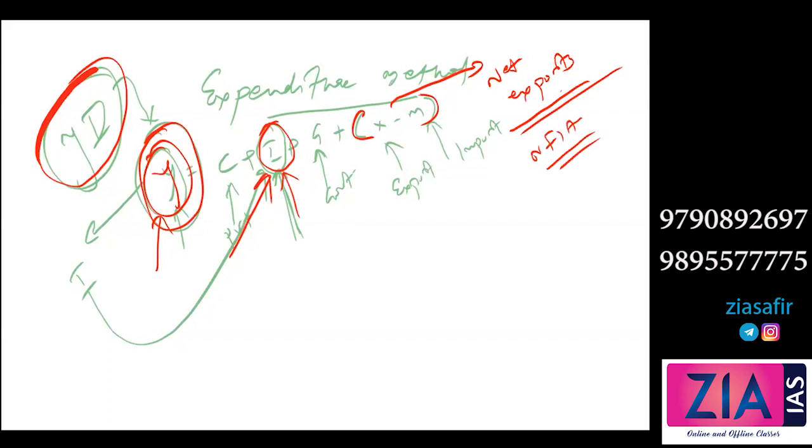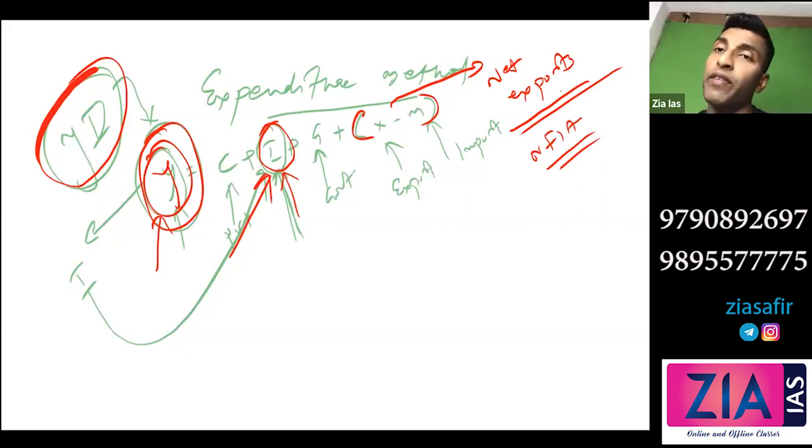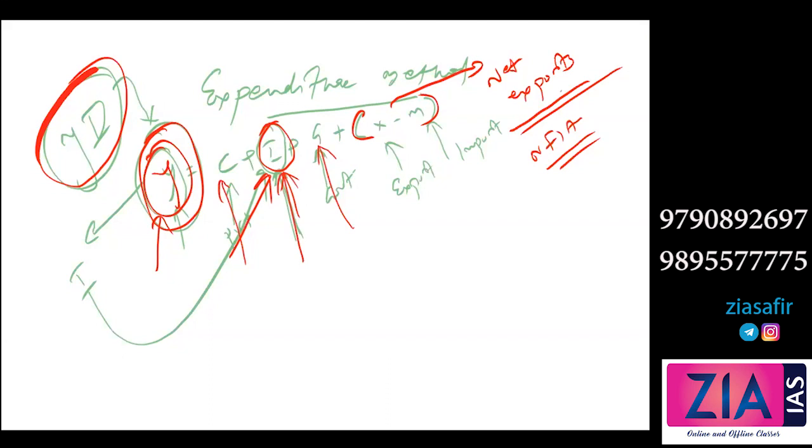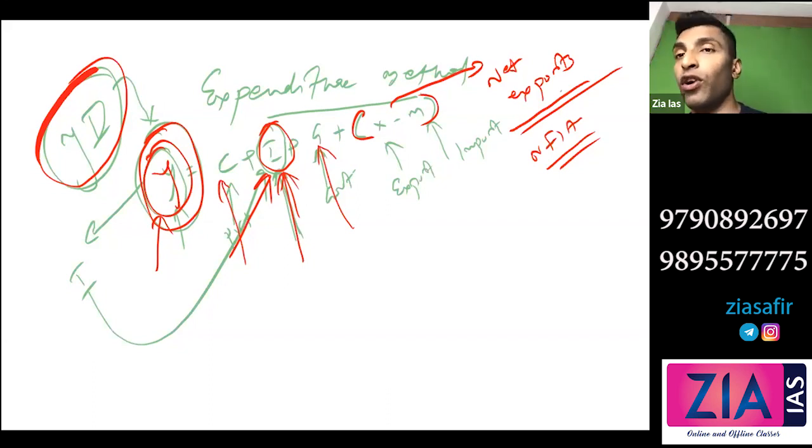Sir, this C includes expenditure by all private enterprises also? All private expenditure will come under C. All government expenditure will come under G. Investment will come here, I. Under C, expenditure by people, private enterprises, everything will come here. All private will come under C.